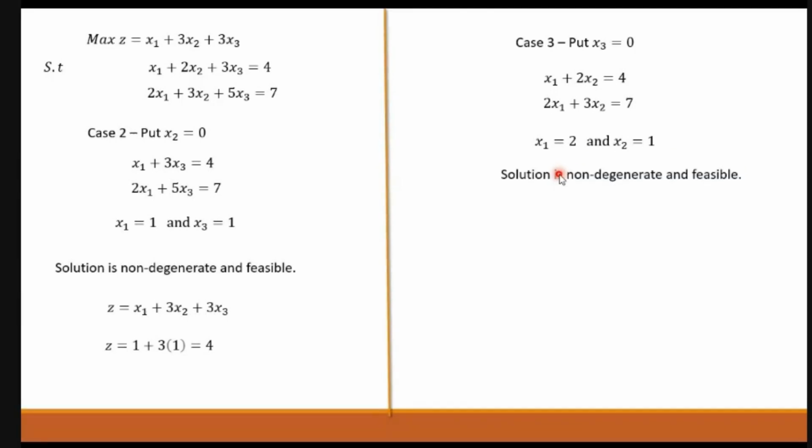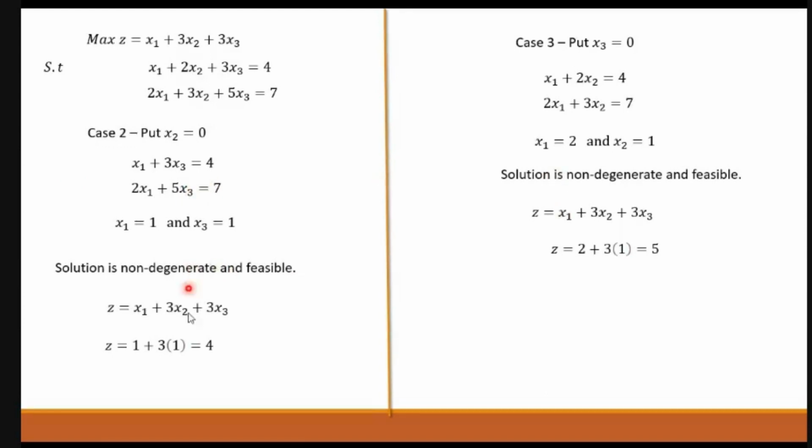Now once you get a feasible solution, calculate the value of z here. So z is equal to x1 को 2 put करना है, x2 को 1 put करना है and x3 को 0 put करना है. So we will get the answer as 5. Z is equal to 5. So there are only two solutions. Case 1 में we got not feasible, so that is not a solution. We have only two solutions.